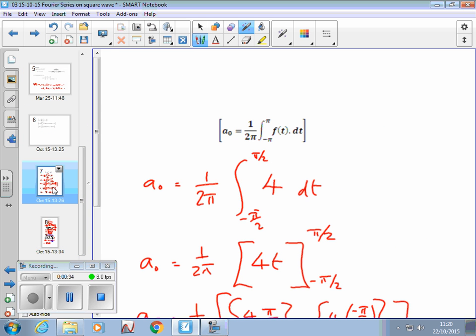So, what do we do? 1 over 2 pi, that's the period between minus pi and pi, of the integral between pi and minus pi of the function. That's what we're going to do. However, we think about that square wave function. Again, let's look back at it.